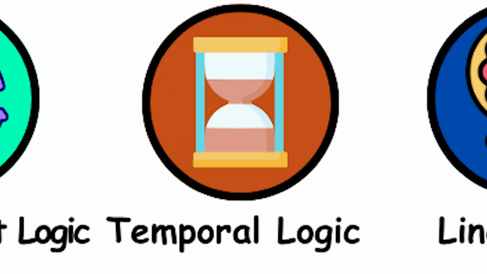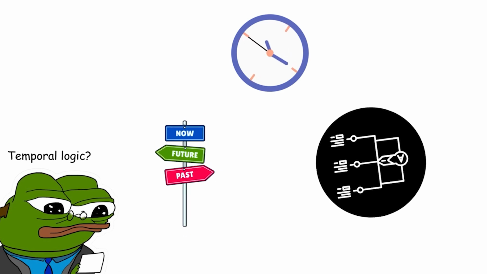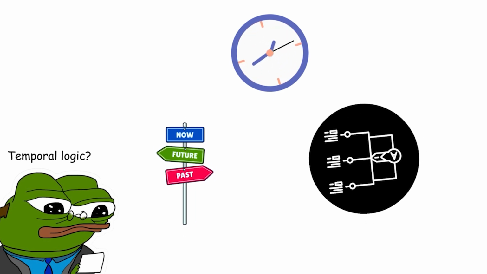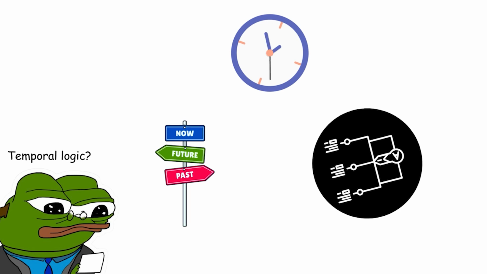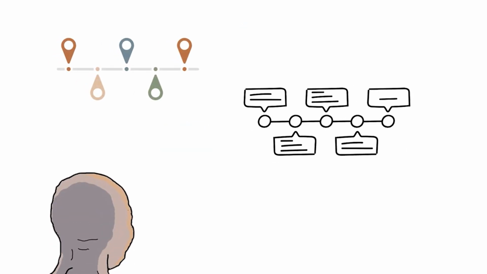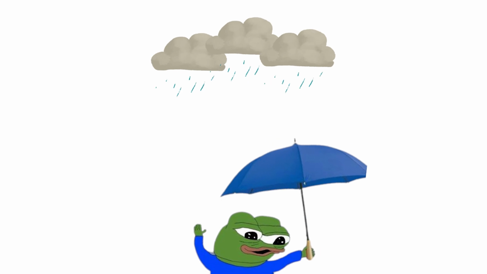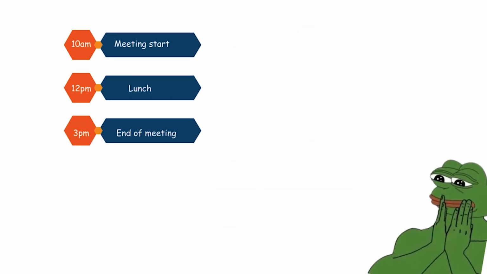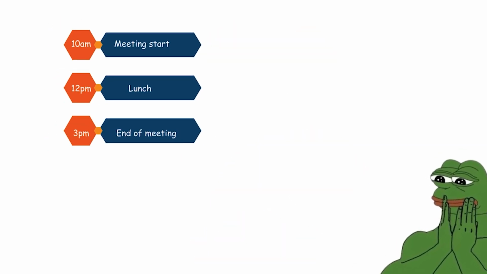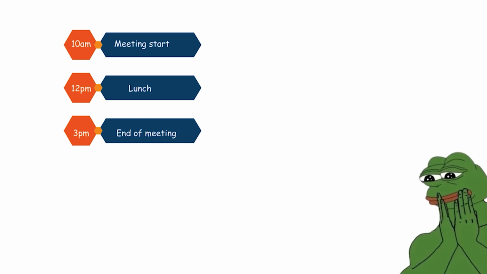Temporal logic. This logic deals with reasoning about time. It allows you to express statements about the past, present, and future, and how they relate. Imagine a timeline where you can track events and their order. Example, it will always rain eventually after a sunny day, talks about the future. Or, the meeting started before lunch and ended after 3 p.m., specifies the order of events.